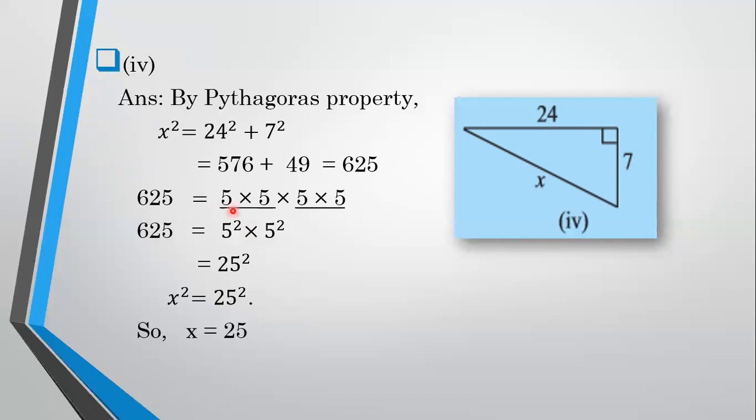Now, in 5 square, what is the power? 2 is the power and 5 is the base. 2 is called a power, or it is also called the exponent. And on multiplying the numbers in power form, only multiply the base and give the same power. So 5 square into 5 square will give 25 square. 5 into 5 is 25 and give the same power. Okay. So instead of 625, we can write 25 square. That is x square is equal to 25 square. So x is equal to 25.